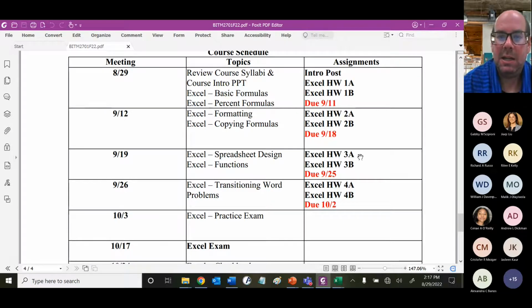For homework, and because we do not meet next Monday due to the university being closed for Labor Day, these two homework assignments are due Sunday, the 11th at 11:59 p.m. Every assignment's going to be due Sunday night, 11:59 p.m. on the due date listed here, just to make it easy. So in this case, you'll technically have 13 days to do it.